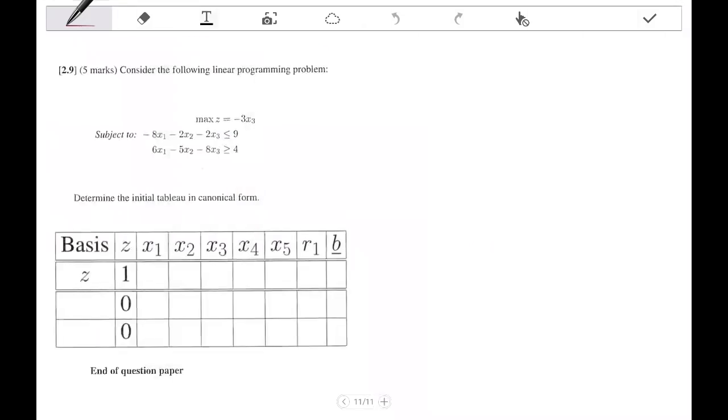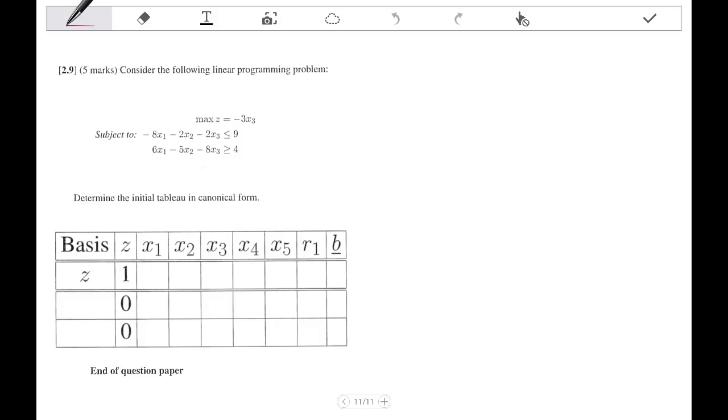So this is, consider the following linear programming problem. Max z equals minus 3x3 subject to minus 8x1 minus 2x2 minus 2x3 is less than or equal to 9, and 6x1 minus 5x2 minus 8x3 is greater than or equal to 4. Determine the initial table in the canonical form.